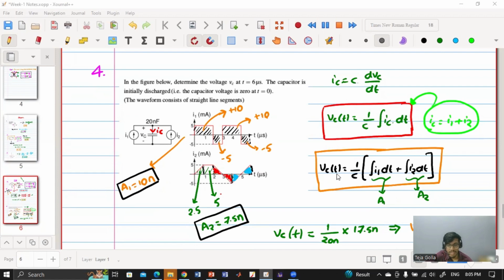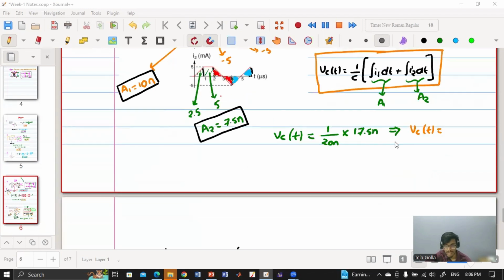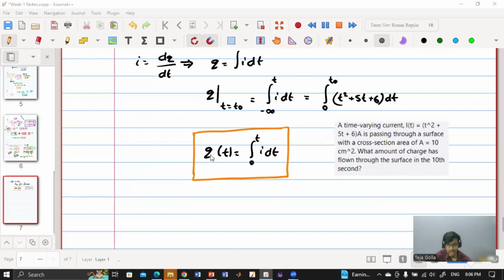Now if I ask what is the voltage at 5 microsecond, then I have to calculate the area under the curve until this point only. Because it is a memory element, it needs the information from the past, but that does not mean that it is not instantaneous. Here, the instantaneous value of the capacitor voltage depends upon the past value of the current. Similarly, the instantaneous value of the charge depends upon the past value of the current. So, is that clear?